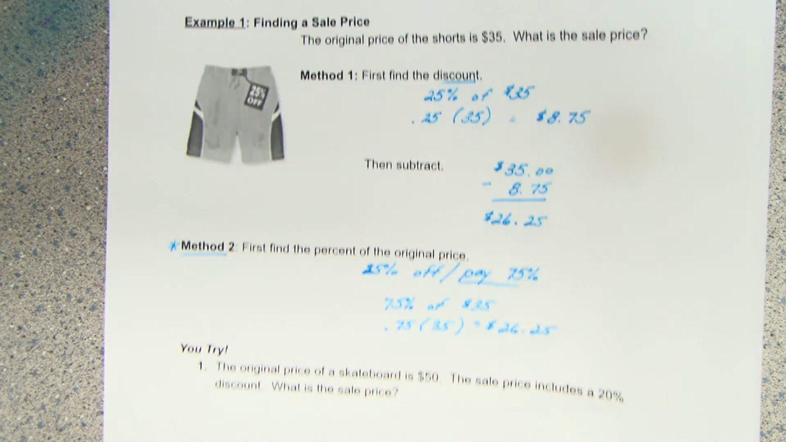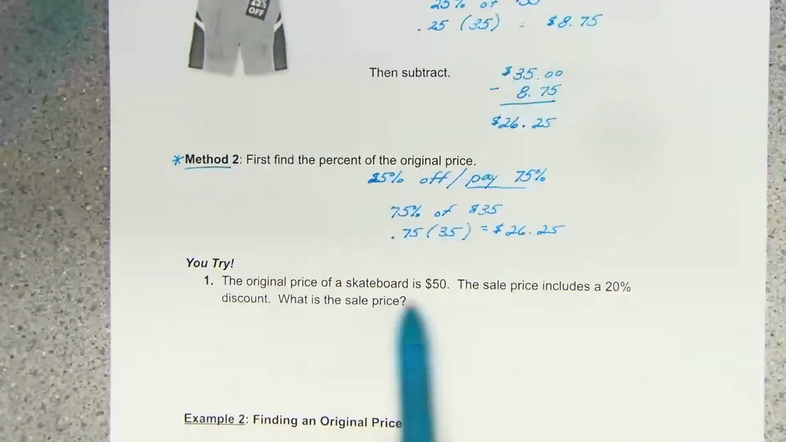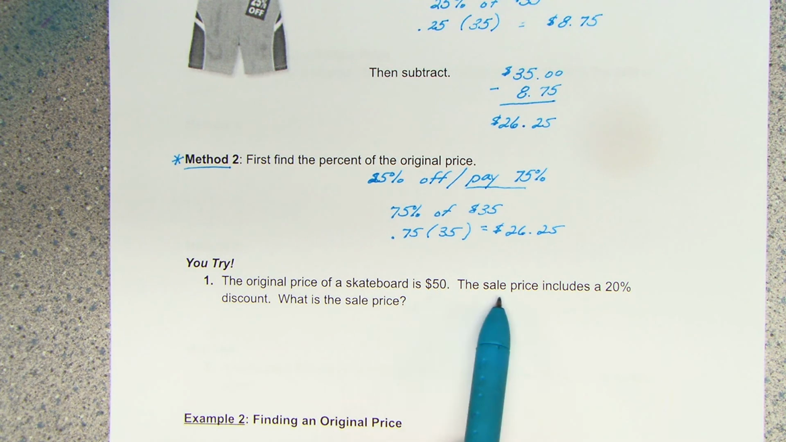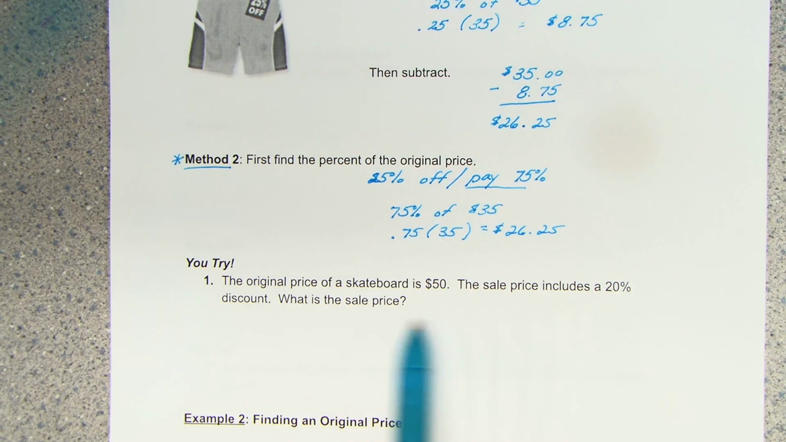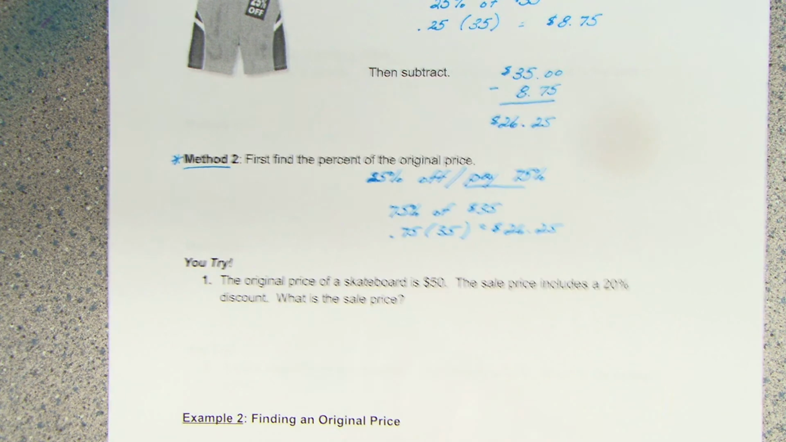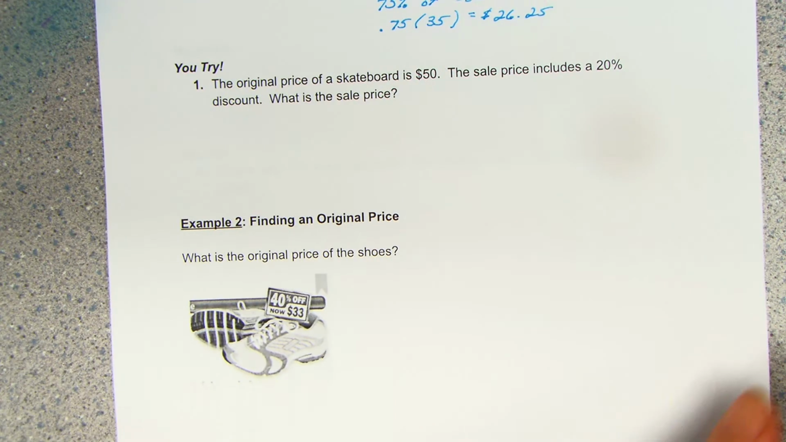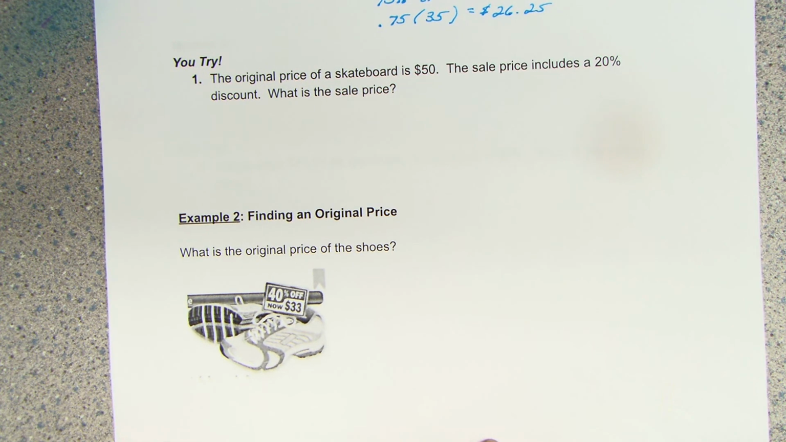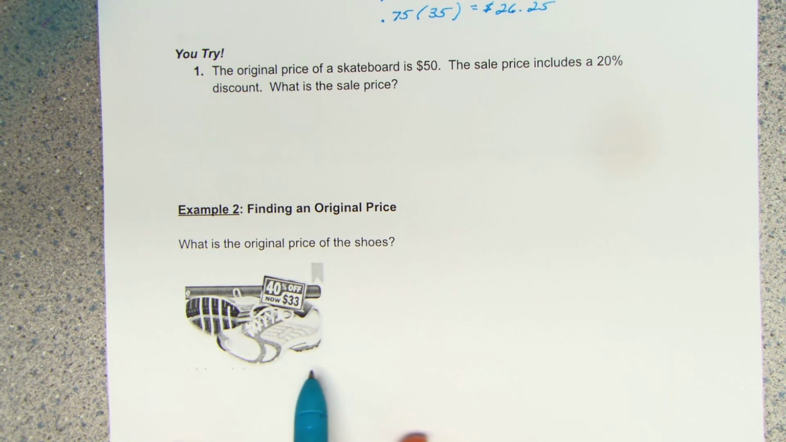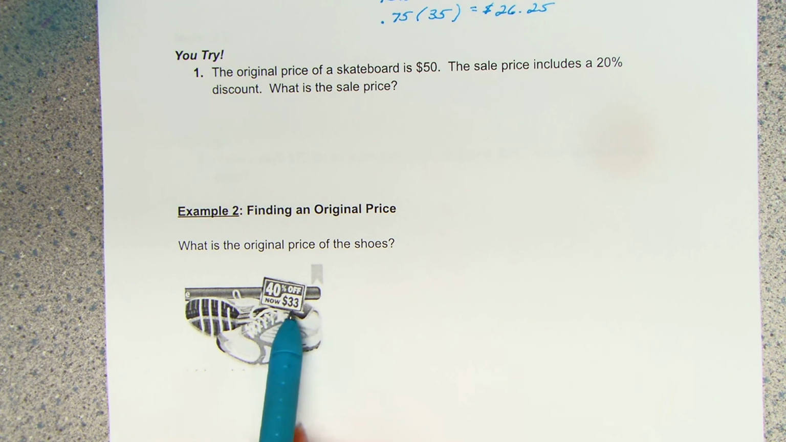Okay. You have a Try-it here where you have the original price of a skateboard being $50. It's 20% off, and I want to know what the sale price is. In example 2, now we're finding an original price. So I have this lovely pair of tennis shoes. Let's see, it says that they are $33 now, and they are 40% off. So I want to know what the original price is.